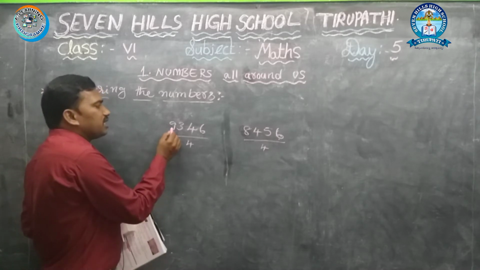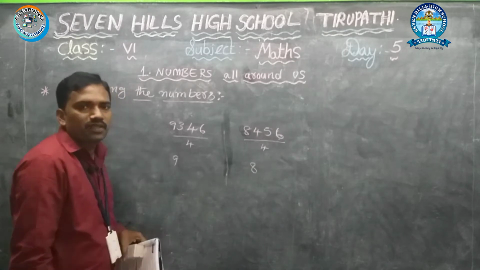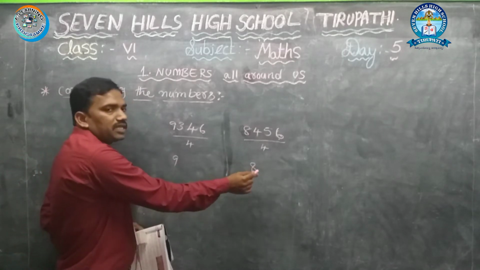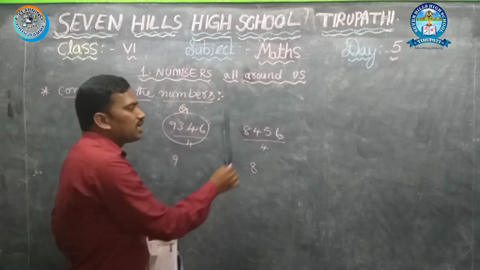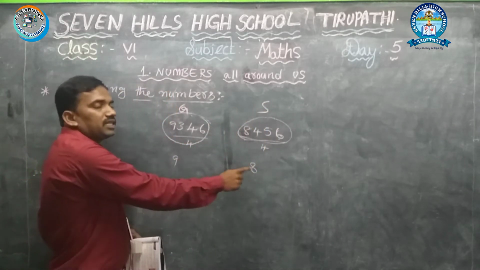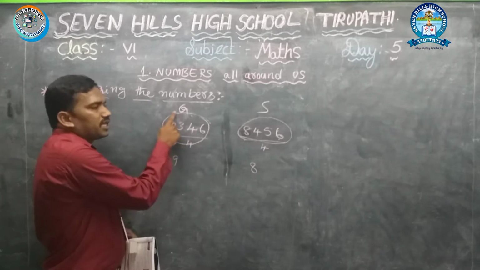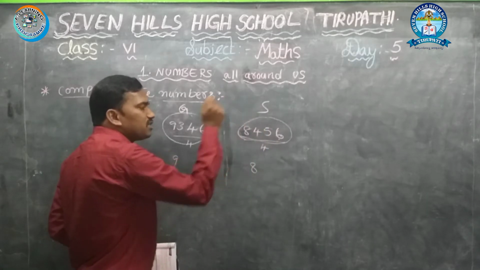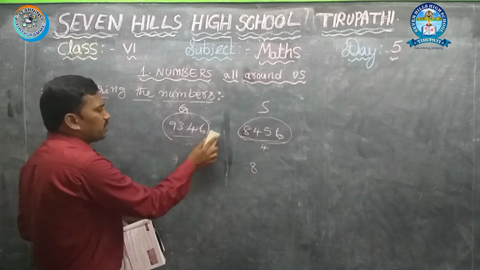Here the thousands place is 9 and here the thousands place is 8. Okay. 9 is greater than 8, right? So 9346 is the greatest number and 8456 is the smallest number. Got it? Another example.